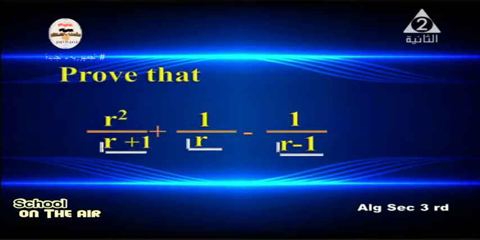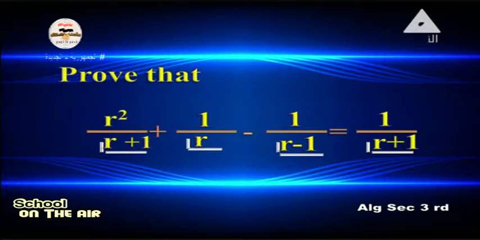Another one. How to prove r squared over factorial r plus 1 plus 1 over factorial r minus 1 over factorial r minus 1 equals 1 over factorial r plus 1. My dear student, this example we may find in multiple choice. They give me 4 choices: 1 over factorial r minus 1, 1 over factorial r, 1 over factorial r plus 2, 1 over factorial r plus 1. This is the correct answer. Before we choose the correct answer, we must prove how to solve the left-hand side.